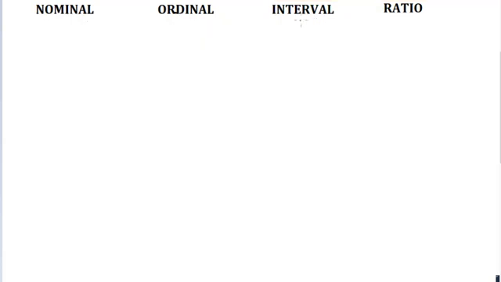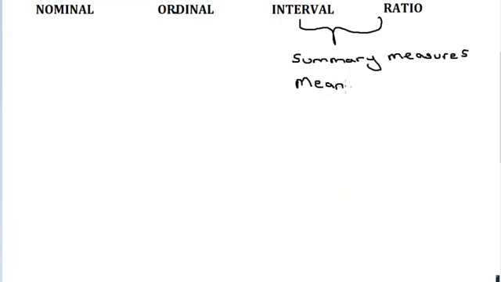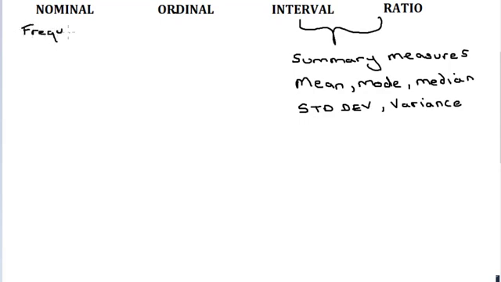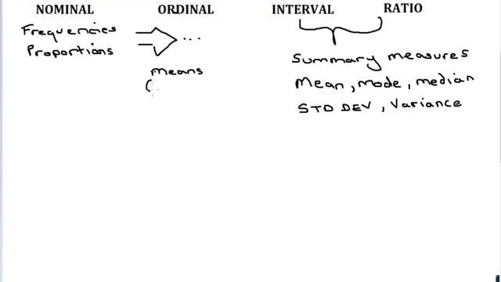There are also some differences in the types of statistics you can get from different types of data. For interval and ratio data, you can get summary measures like the mean, the mode and the median, the standard deviation and the variance. You cannot get those summary measures from nominal or ordinal variables. You can only generally get frequencies and proportions for both of them. In some cases, you may be able to get a mean from ordinal variables, but generally not.